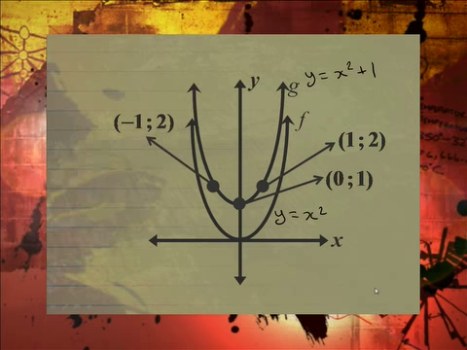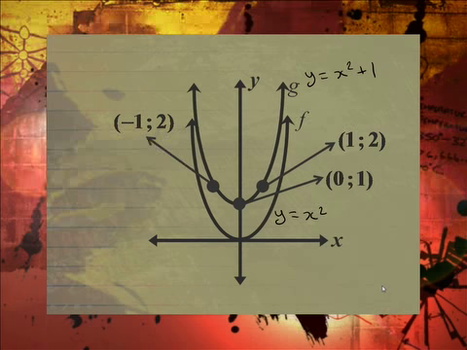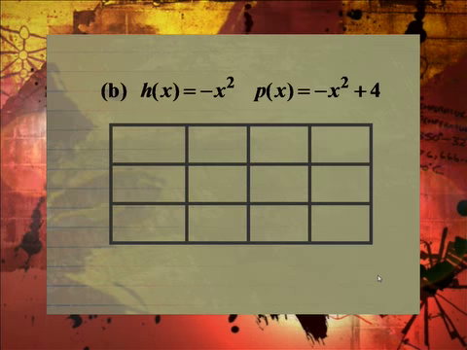Okay, now have a look at this. So that gives you the graph. So it's the x squared graph lifted up 1. Okay, very simple. Now what if we took those two graphs?